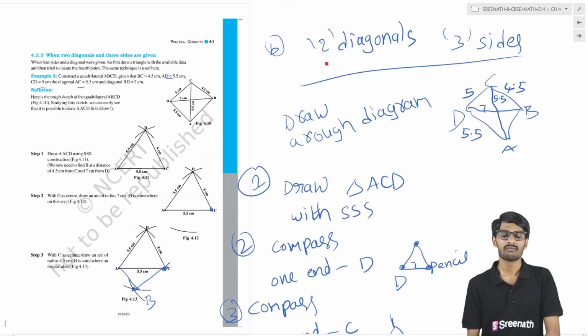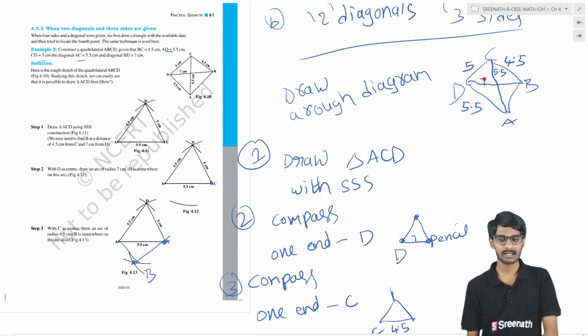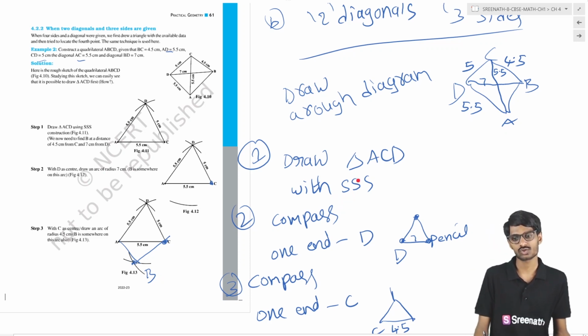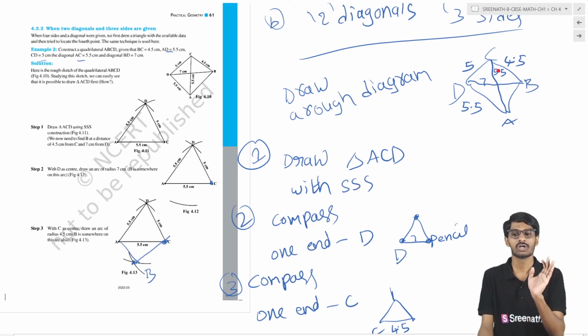So the next thing is, whenever two diagonals and three sides are given, how to draw it. First draw a rough diagram, and he has given two diagonals. First, this side is given, this side is given, this side is given. So we have to draw this triangle. First draw triangle ACD with the sides. Whenever three sides are known, you have to draw a triangle. That is what we have learned in the previous classes. So using that previous knowledge, we have to draw a triangle.